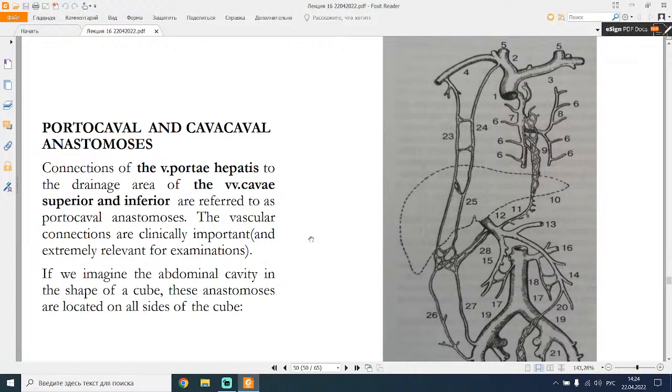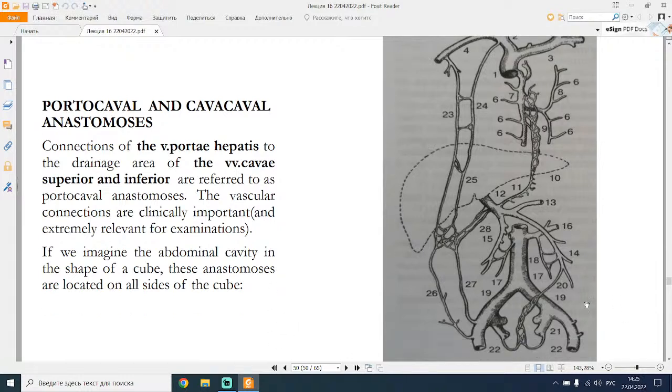Next question, portocaval and cavocaval anastomosis. Connections of the vena porta hepatis to the draining area of the cava superior and cava inferior are referred to as portocaval anastomosis. These vascular connections are clinically important and extremely relevant for examinations. If we imagine the abdominal cavity in the shape of a cube, these anastomoses are located on all sides of the cube.